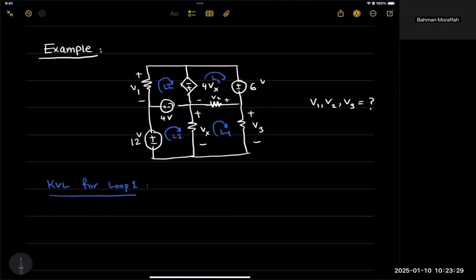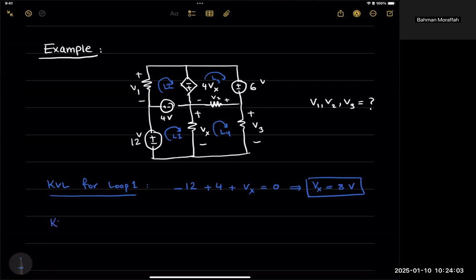Again, what I do know is that if I go around a loop and add up all the voltages with their sign, it should add up to 0. So if I start here, I have minus 12 plus 4 plus Vx. That should be 0. So from this, I can compute Vx to be 8 volts. Now I know Vx, I know exactly what the value of this dependent voltage source is.